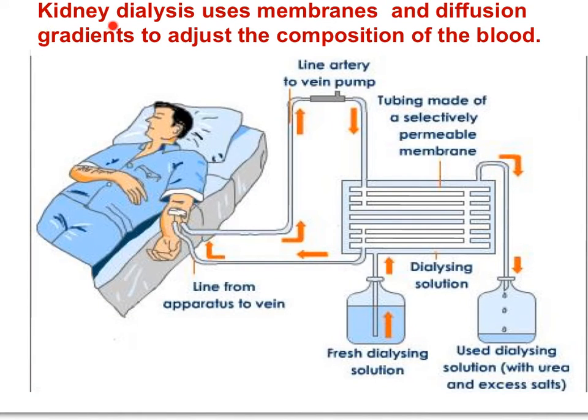Kidney dialysis uses membranes and diffusion gradients to adjust the composition of the blood that's withdrawn from the patient, exposing the blood to solutions of varying concentrations. Water can be added or withdrawn, and waste substances like urea can be withdrawn. In this image, you can see the high surface area of the kidney dialysis machine. This high surface area over which the blood flows allows the blood to be exposed to these various solutions that adjust the composition of the blood as it returns to the body.